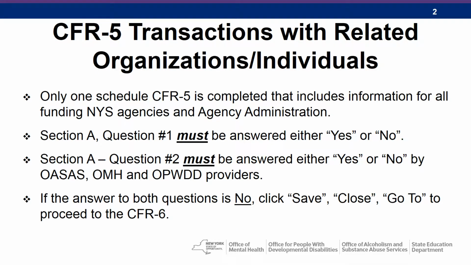Only one schedule, CFR 5, is completed that includes information for all funding New York State agencies and agency administration. Section A, question number 1, must be answered either yes or no. Section A, question number 2, must be answered either yes or no by OASIS, OMH, and OPWDD providers. If the answer to both questions is no, click Save, Close, Go To proceed to the CFR 6.